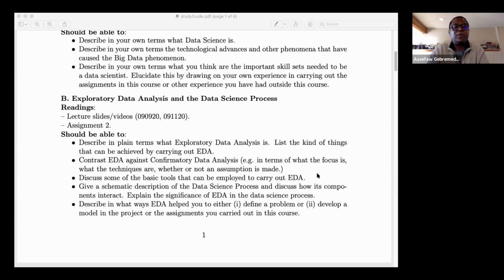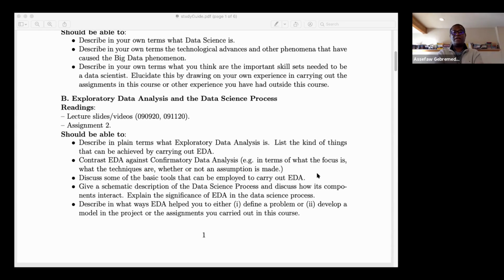So that was point number 1. Contrast EDA, exploratory data analysis, against confirmatory data analysis. And that type of discussion we have had, so you know which lectures to review to get this. Discuss some of the basic tools that can be employed to carry out EDA, give a schematic description of the data science process, and discuss how its components interact. Explain the significance of EDA in this process. This is the sort of thing I would expect you to know.